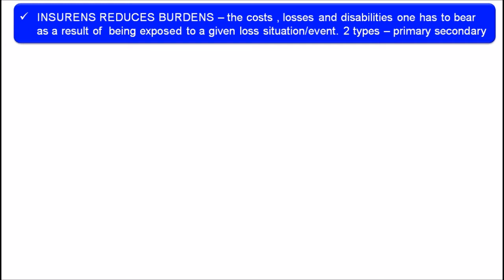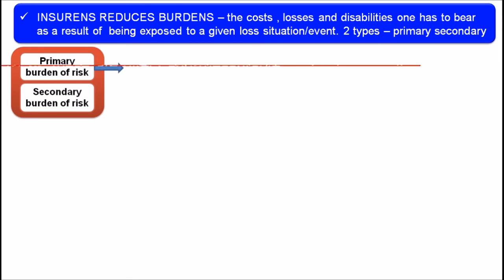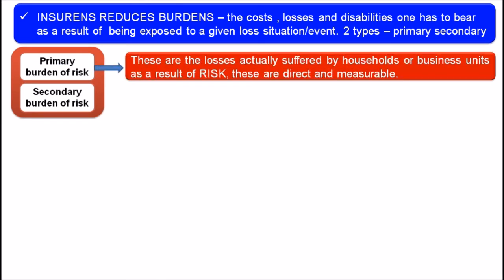What is it? The costs, losses and disabilities one has to bear. It is all reduced, and it is of two types: primary and secondary. What is primary risk? Dear friends, primary risk is the one that reduces primary risk. That means if something happened to your company or to your car, something happened to the insured thing, it is measurable and you will get the amount.